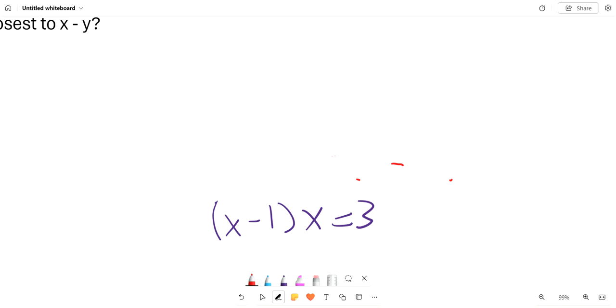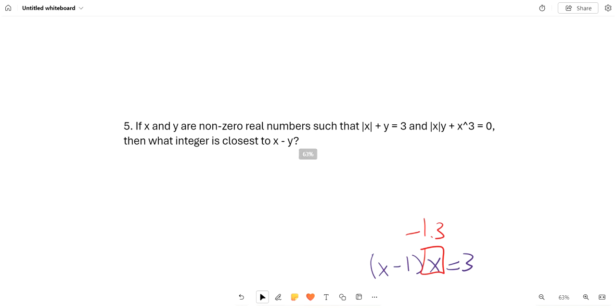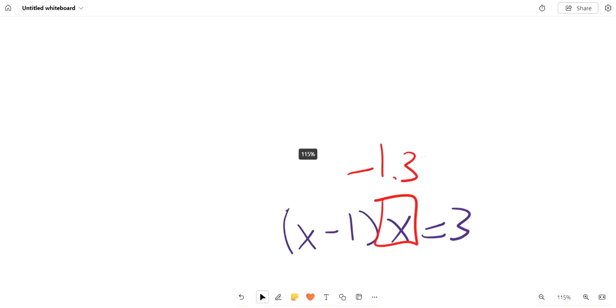So we can just assume that x is negative 1.3, because over here it says what is the integer closest. So we don't have to measure that accurately.